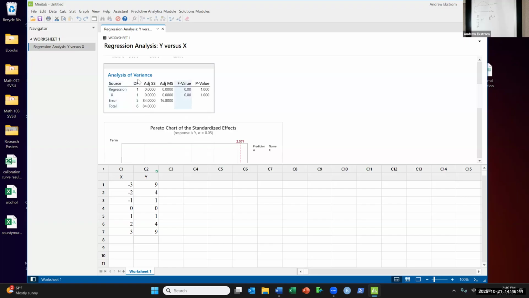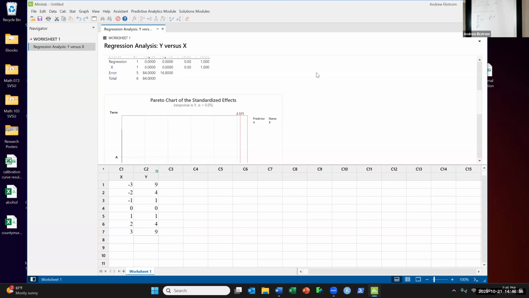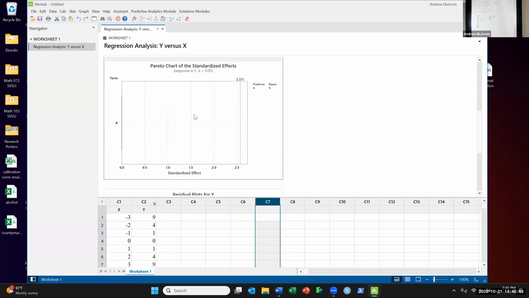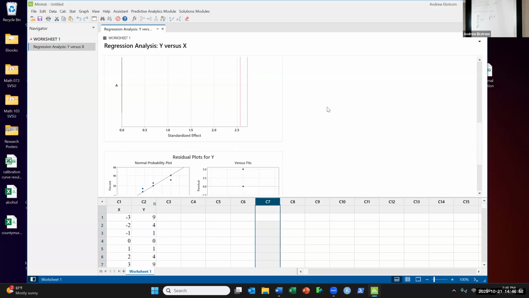Here is our analysis of variance, so our ANOVA table. This is set up a little bit differently in Minitab than what I was showing you with the ANOVA tables that we were doing last time. But it still comes out to be model versus error and then total. This Pareto chart is an easy way to tell if a variable we're looking at is statistically significant or not. Since there's nothing on here, it's telling us there's nothing statistically significant.